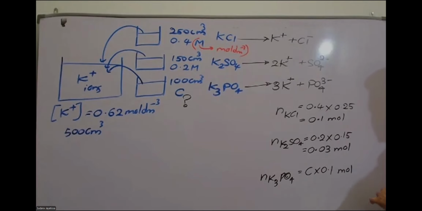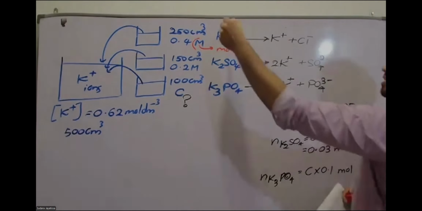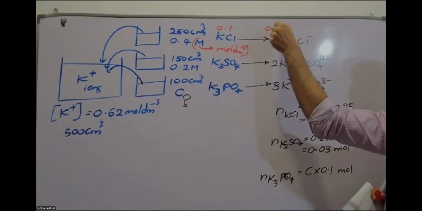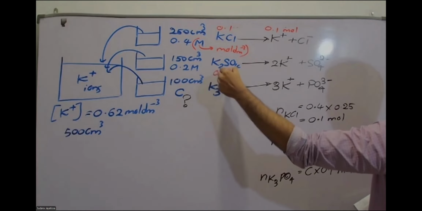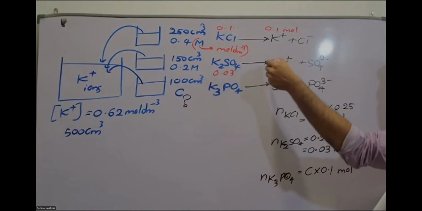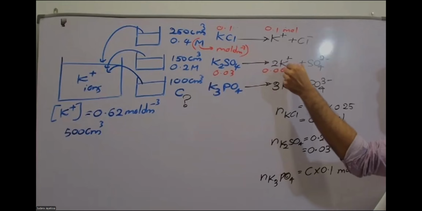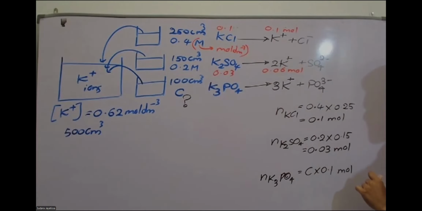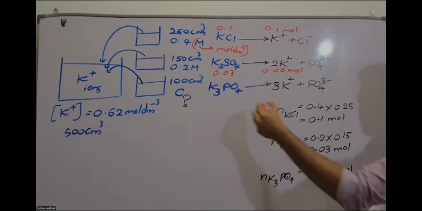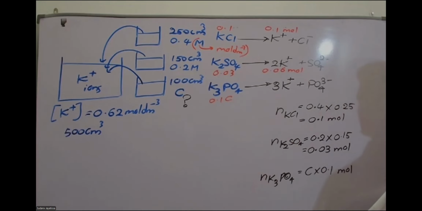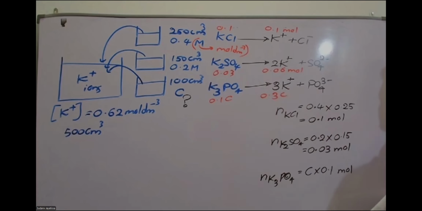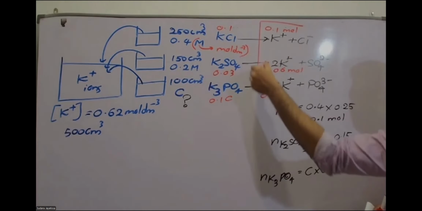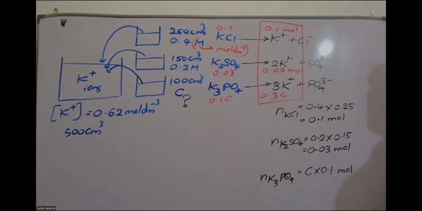So now let's use these numbers. If you are having 0.1 moles of KCl, I'll be having 0.1 mole of K plus here. If I am having 0.03 of this one, I'll be having 0.06 of K plus. Understood? So 2 times like that. Here if I am having 0.1 C of potassium phosphate, I'll be having 0.3 C of K plus. So these are all the K plus moles that are available.